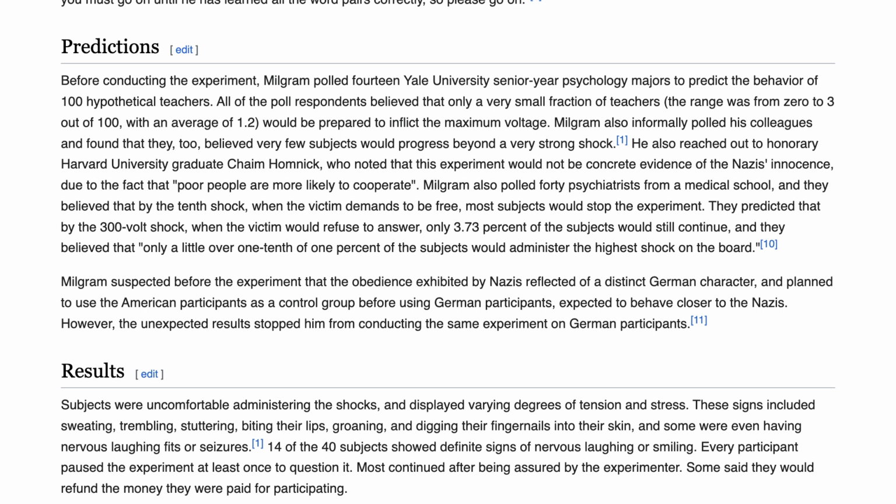Otherwise, the experiment was halted after the subject had elicited the maximum 450-volt shock 3 times in succession. The experimenter also had prods to use if the teacher made specific comments. If the teacher asked whether the learner might suffer permanent physical harm, the experimenter replied, "Although the shocks may be painful, there is no permanent tissue damage, so please go on."